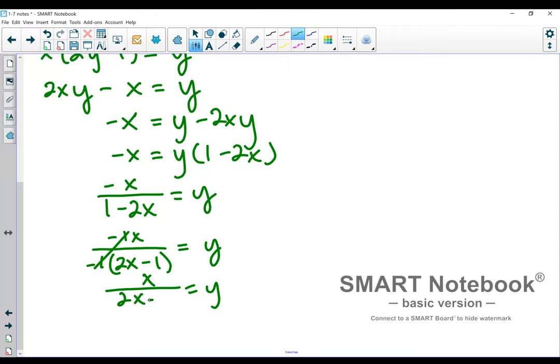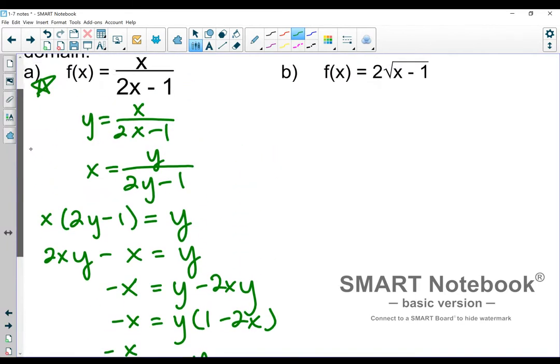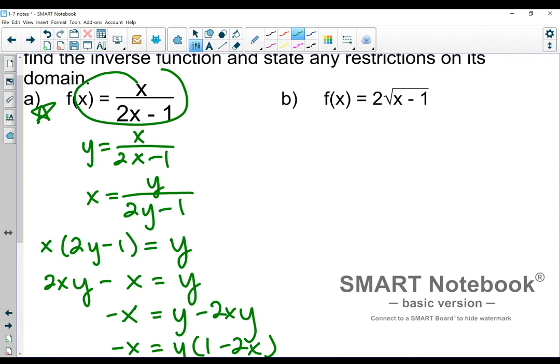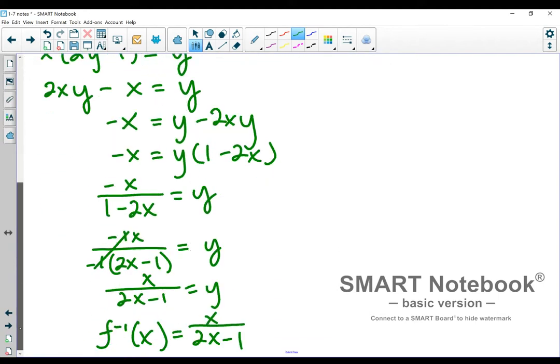You might notice something kind of interesting about that. So my function inverse, so f -1 of x, my inverse of the function is x over 2x minus 1. And if I scroll back up to the top, you'll see that that is the function I started out with. So sometimes you will end up with a function that is its own inverse.